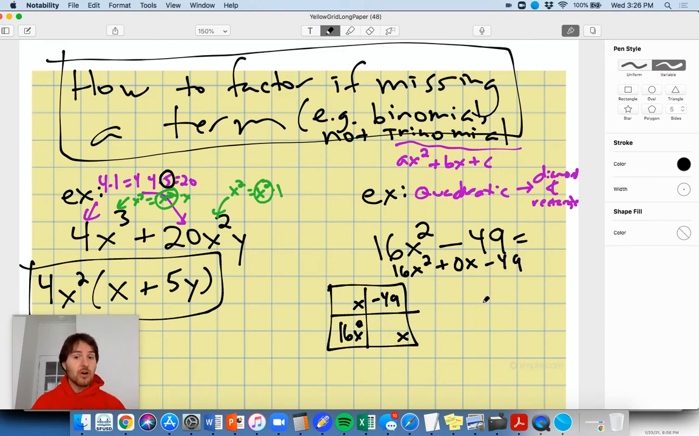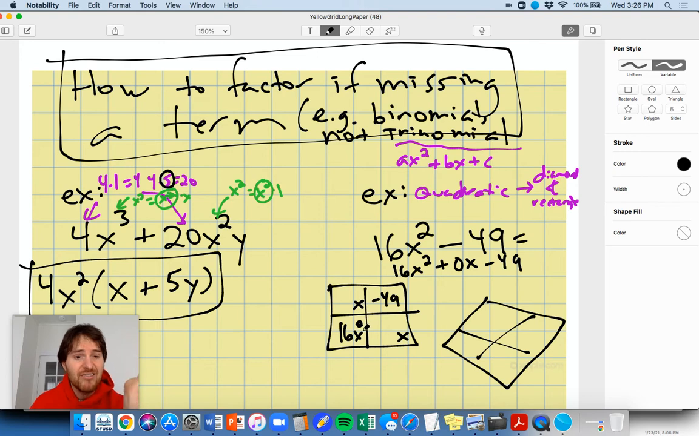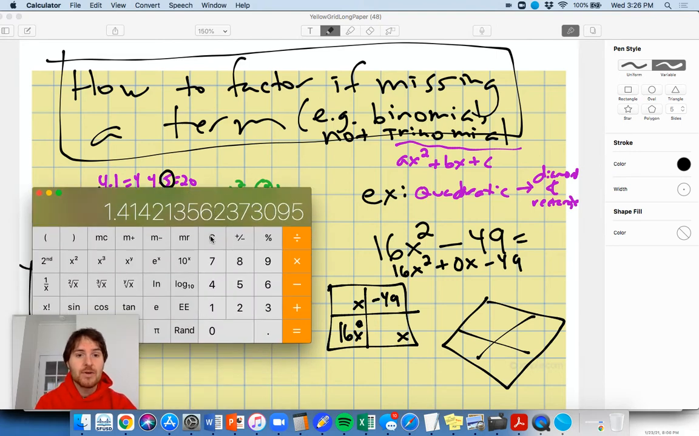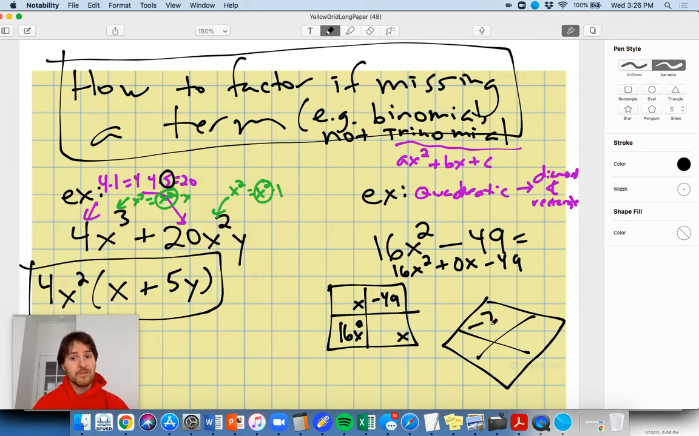So we can still use our diamond and rectangle to solve this. We just know that this diagonal needs to add to become 0. Well, how do you add to become 0? And it needs to multiply to whatever this is up here. Ooh, this is a little tricky one to solve because that's a big number, my friends. So it needs to multiply to, oops, it's a really big number, 16 times negative 49. So I'll make this one negative 784. And then the amount of x's we have, 0.